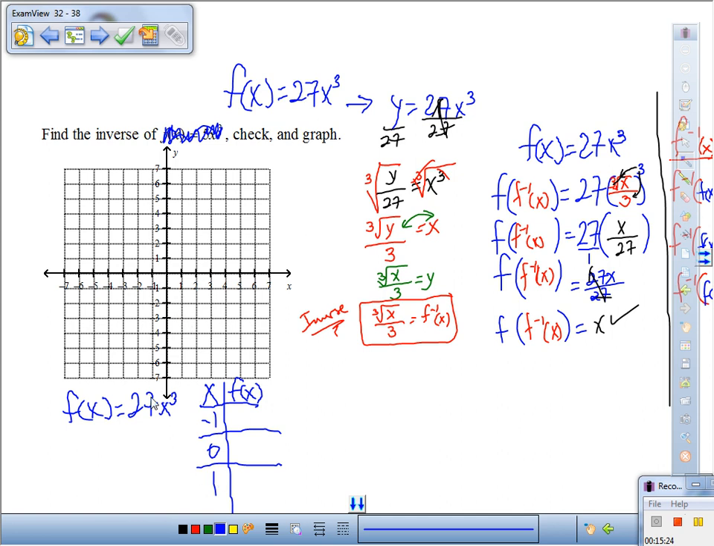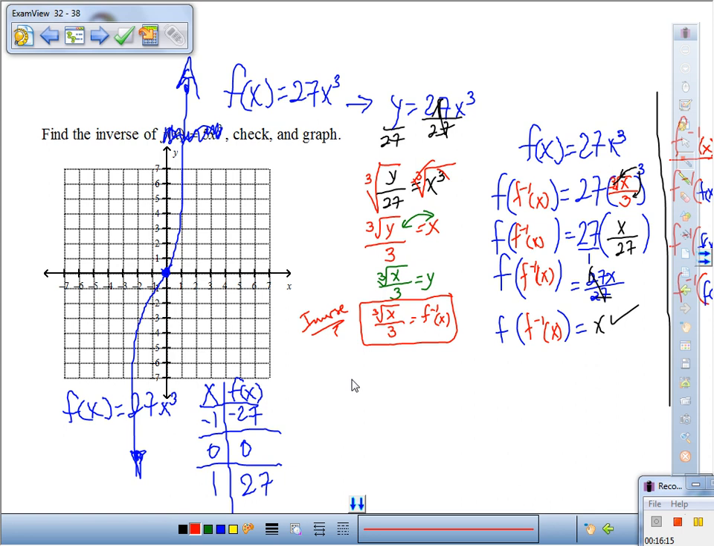So let's see. Negative 1. What is negative 1 cubed? Negative 1 times 27. Negative 27. Okay. 0 cubed. 0 times 27. 0. 1 cubed. 1 times 27. 27. Okay. So if we were to graph this, we got 0, 0. Negative 1 times 27, which is somewhere over here. And 1 times 27, which is over here, it's going to look something like this. Okay, I'm done with the function.